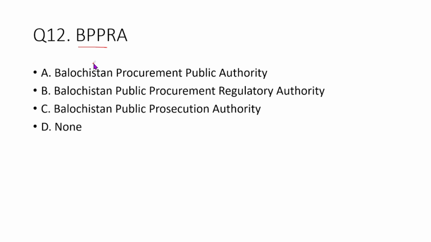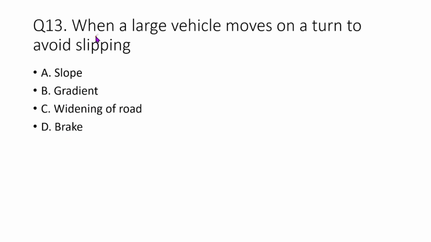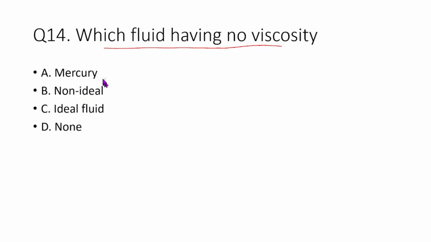BPPRA is the abbreviation of Balochistan Procurement Public Authority, Balochistan Public Procurement Regulatory Authority, Balochistan Public Prosecution Authority or none of the above. So the right answer is B, Balochistan Public Procurement Regulatory Authority. When a large vehicle moves on a turn, to avoid slipping we need slope, gradient, widening of a road or brake. So the correct answer is widening of a road. Which fluid has no viscosity? Mercury, non-ideal, ideal fluid or none of the above. The correct answer is ideal fluid.